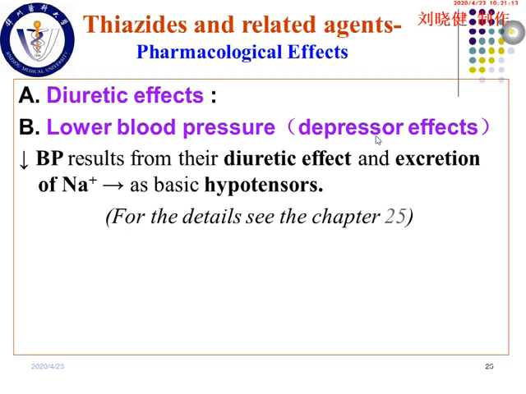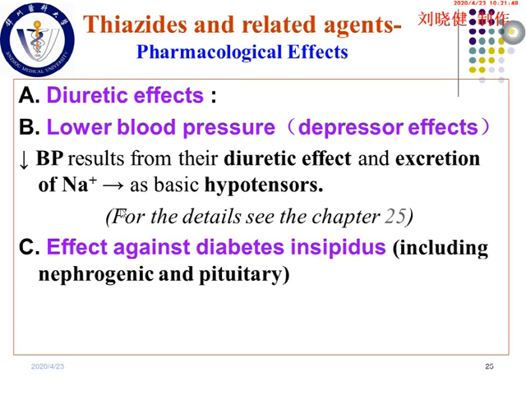So for the muscle cells, they induce vasodilation. So they work as basic hypotensors. For the details, see chapter 25, hypertensive drugs. In that chapter, you will study many antihypertensive drugs, including diuretics. Here, it mainly means thiazides work as antihypertensive drugs.